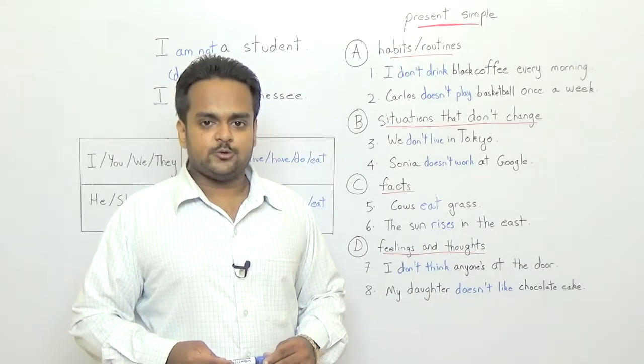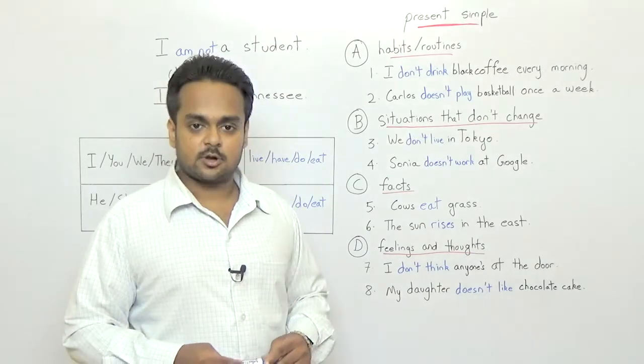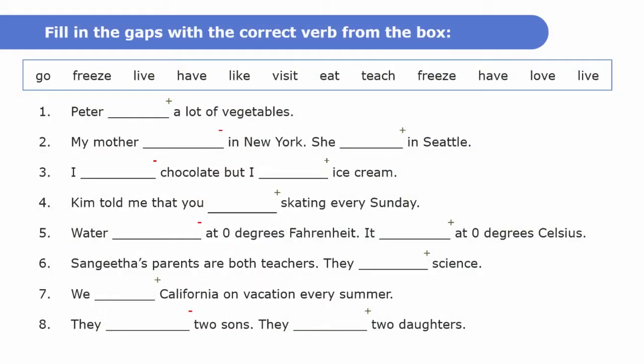All right, now we're going to do a test to see if you can use the present simple tense correctly. On the screen, I have 8 sentences, and I'd like you to fill in the gaps with the correct verb from the box. If you see a plus sign, fill in the gap with a positive verb, and if you see a minus sign, fill in the gap with a negative. Now pause the video and think about your answers. When you're ready, play the video and check. Alright, let's look at the answers.